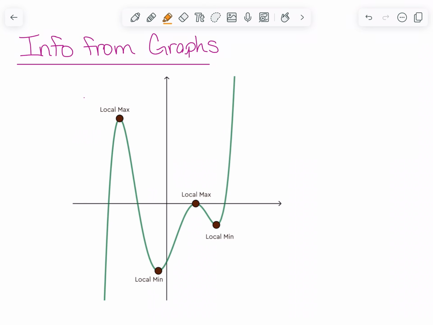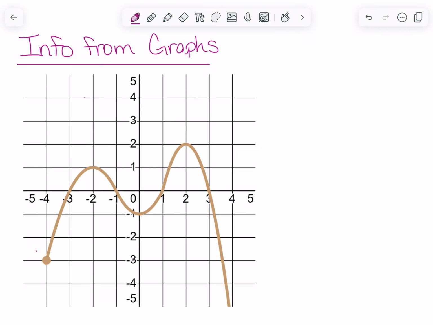Here is a picture that kind of shows us what we mean by this. The local maximums are these peaks on the graph, and the local minimums are the valleys on the graph. Let's look at this graph here. Let's look at where it's increasing, decreasing, and constant, as well as the local max and mins.